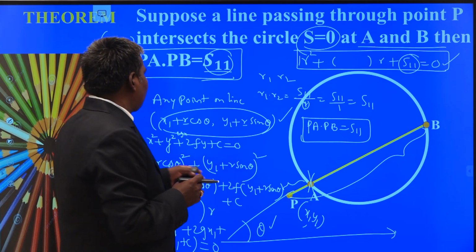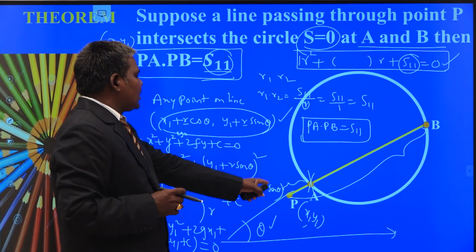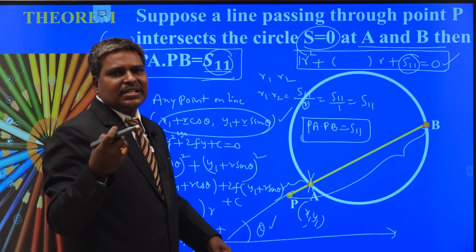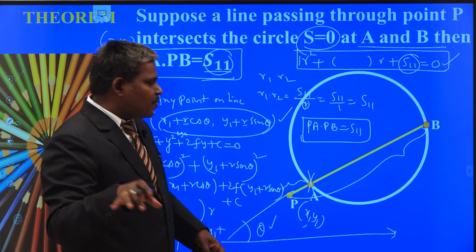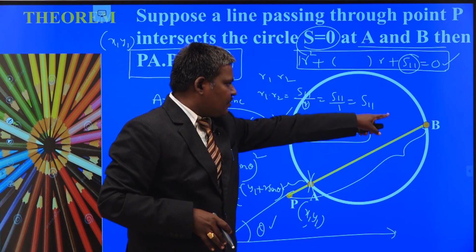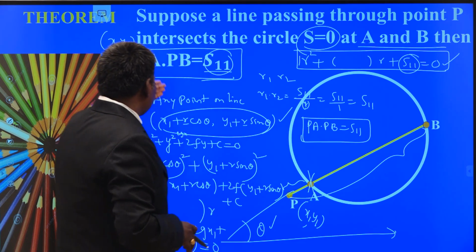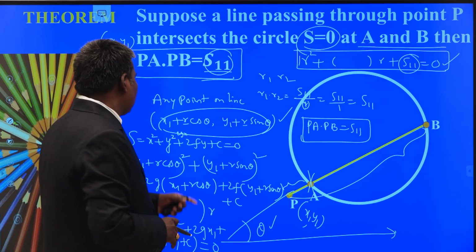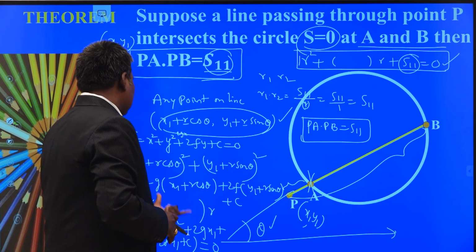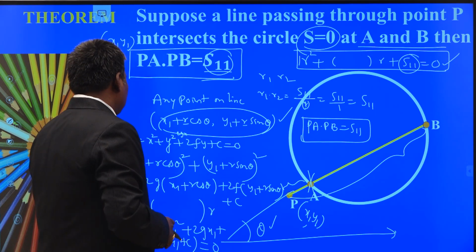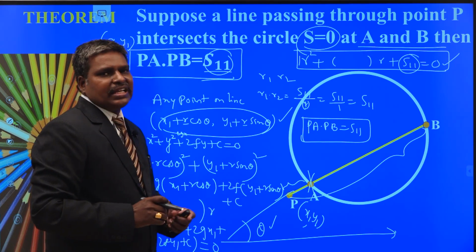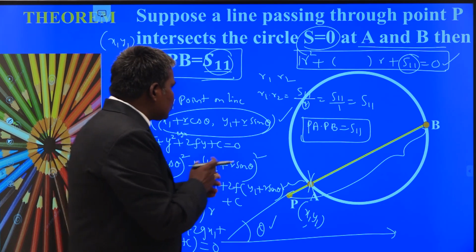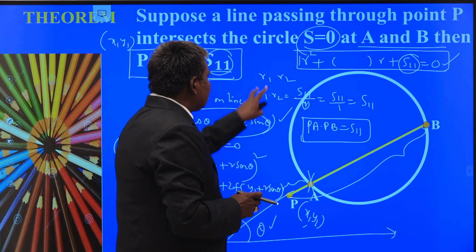So how to obtain this? Let me recall once again. You take any general point on the line, x1 plus r cos theta, y1 plus r sin theta. If that is one of the points of intersection, you just substitute the point in the circle equation, and it is satisfied, S11 is equal to 0. So the point will be on the circle. Immediately we obtain a quadratic equation in r. It gives the roots r1, r2.